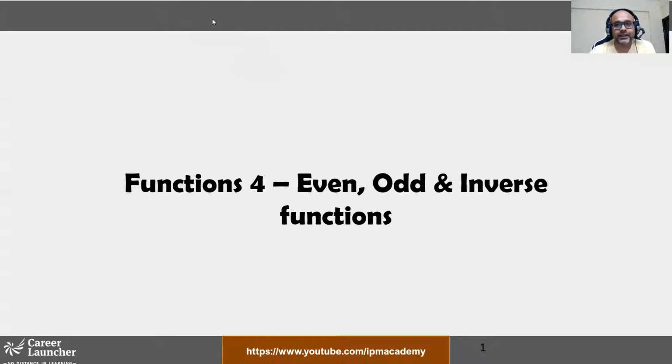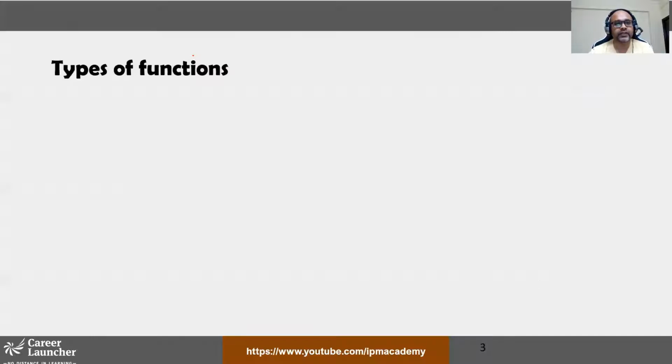Hi guys, we are here to discuss the last part of functions. We're going to look at even, odd and inverse of a function. Okay, so we'll start our journey by looking at what is the meaning of an even function, right?